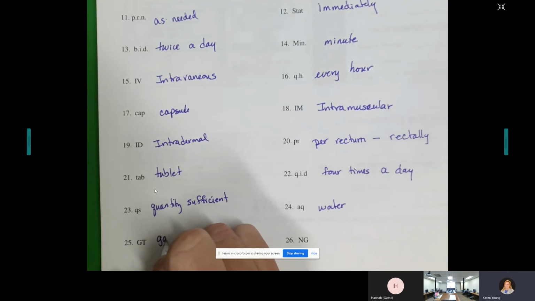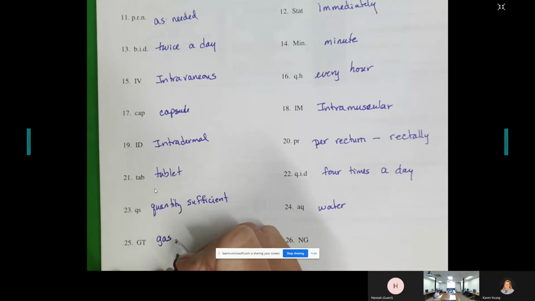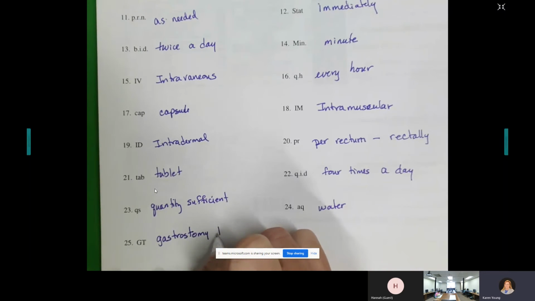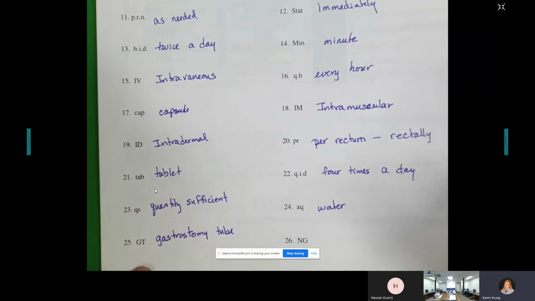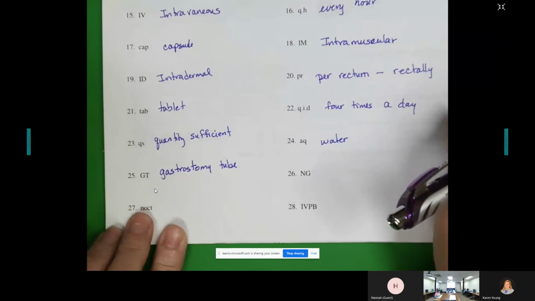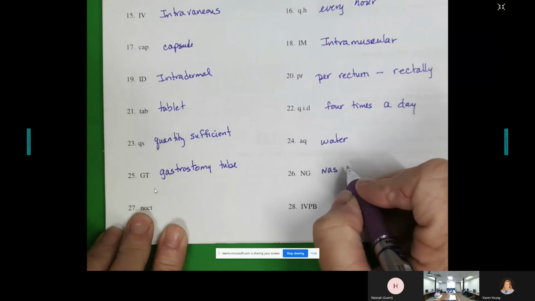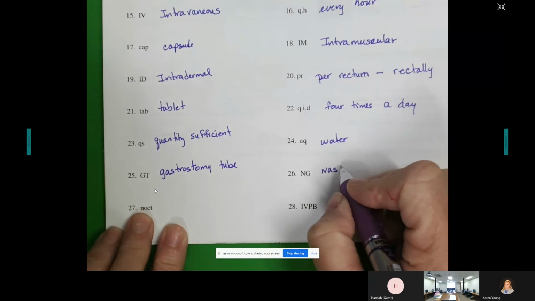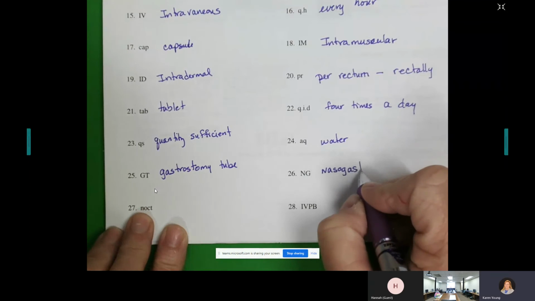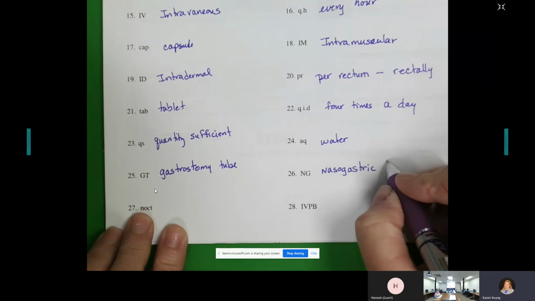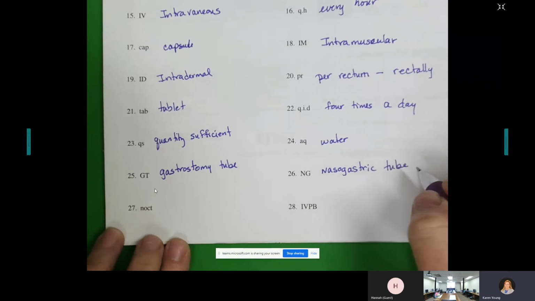GT is gastrostomy. I can't say it. GASTROS, TOMY. It's a tube that goes into your stomach, I think. NG is nasogastric. It goes in through your nose, into your stomach.